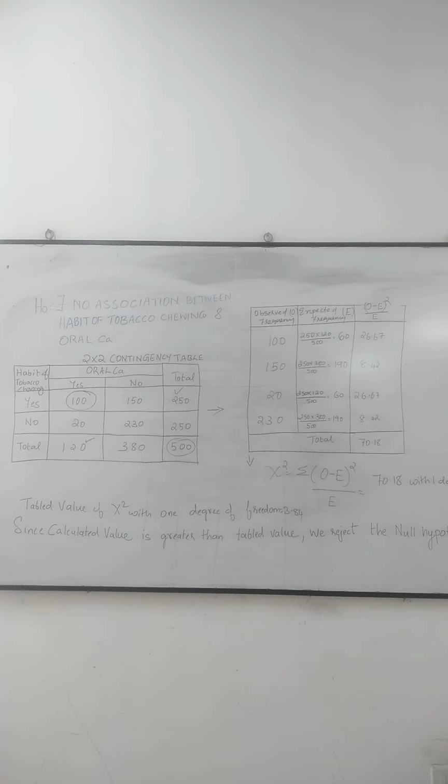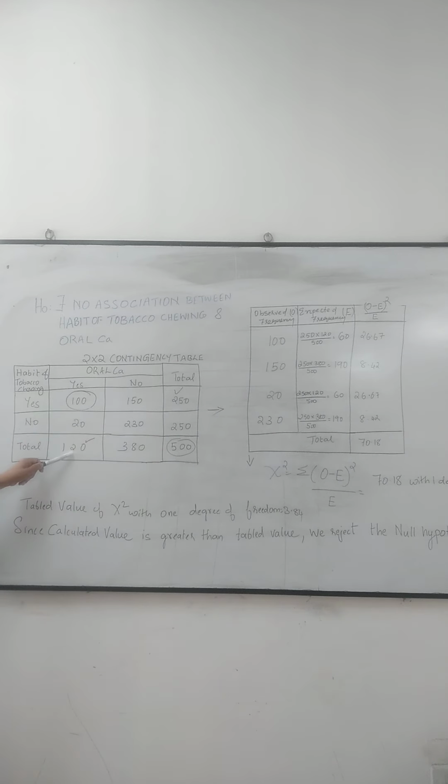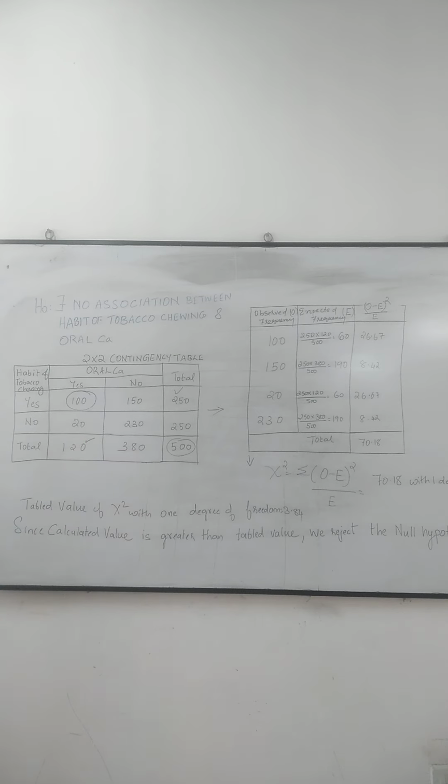How will you calculate expected frequencies? For 100, we take the row total of 100, that is 250, multiplied by the column total of 100, divided by the grand total of 500. Like that we will calculate the expected frequency for each of the observed frequencies. So for 100, the row total multiplied by the column total divided by the grand total. Now you yourself can calculate for 150.